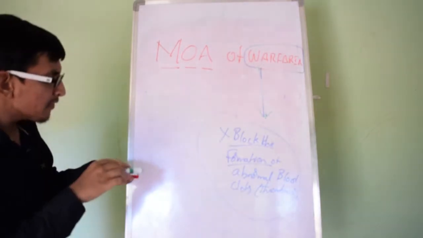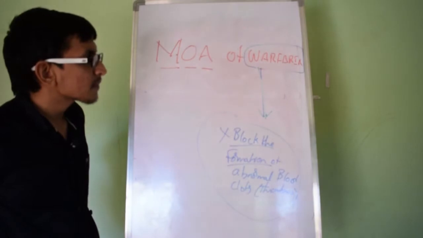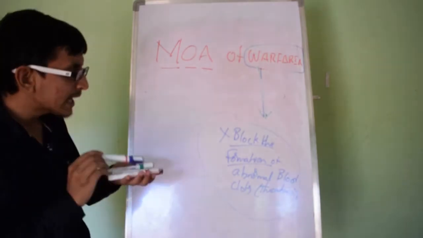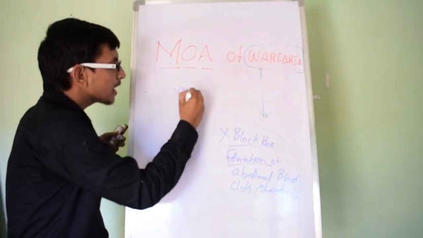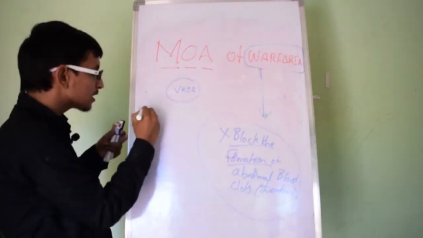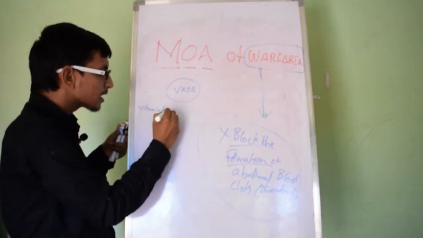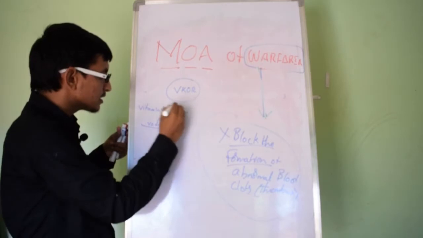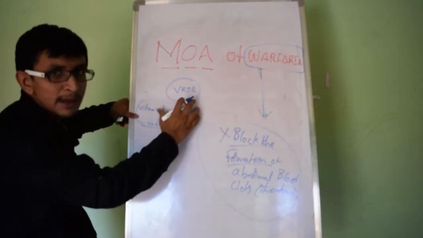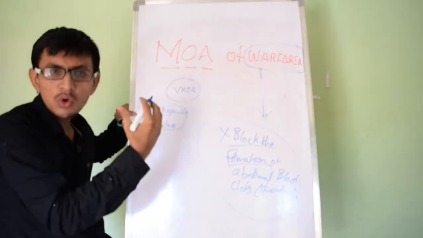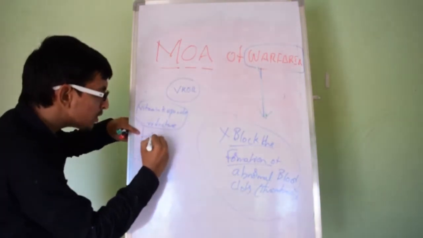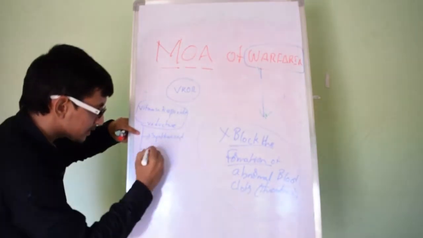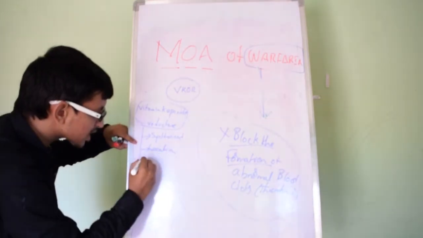Friends, before we study this mechanism, you need to know about an enzyme called vitamin K epoxide reductase. As far as this enzyme is concerned, you must know about three things. First of all, how it is synthesized, where it is present, nothing but its location, and what the function of this enzyme is.